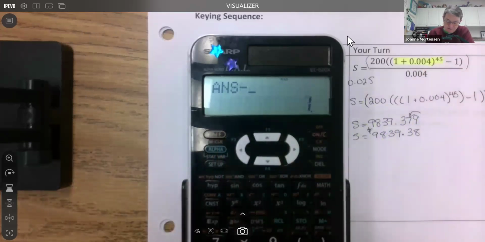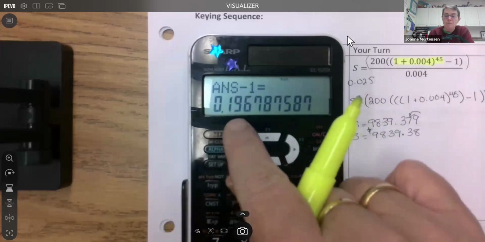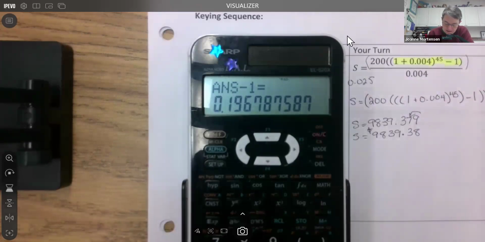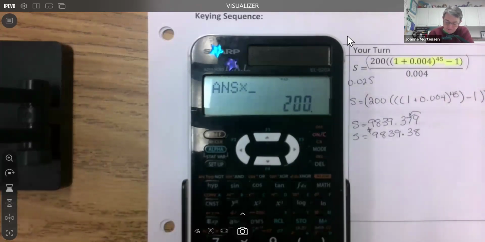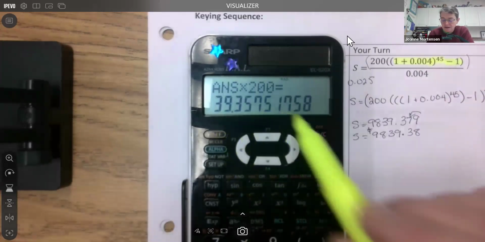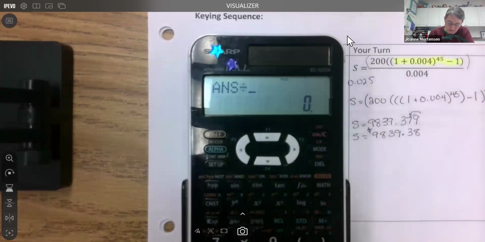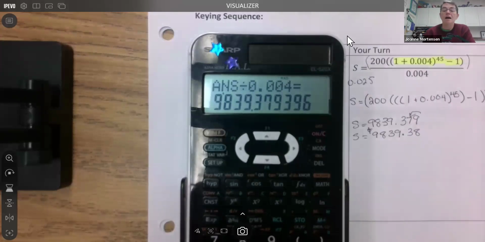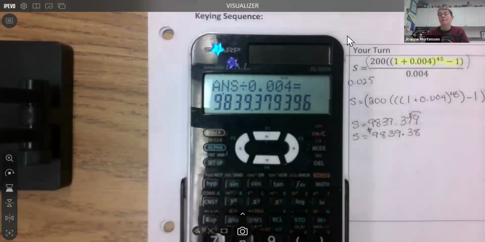Now I subtract 1. So I get 0.196. So now I've done the minus 1 part. Now I'm going to multiply by 200. And I get 39.35. And now I'm going to divide by 0.004. And ta-da! I got exactly the same answer.